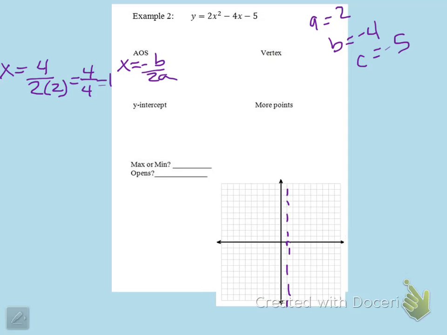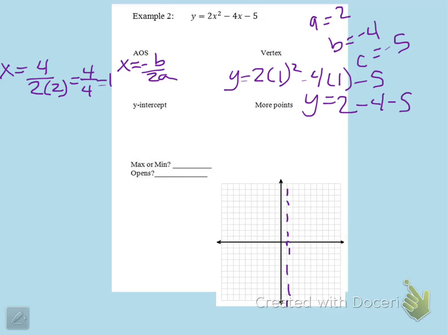Okay, now I have to figure out where my vertex is on that line. So the point that's going to be my max or min, I've got to plug x equals 1 into my equation. So y equals 2 times 1 squared minus 4 times 1 minus 5. So y equals 1 squared is 1, 2 times 1 is 2, negative 4 times 1 is negative 4, minus 5. 2 minus 4 is negative 2, minus 5 is negative 7. So my point, because our vertex is always a point, is going to be 1, negative 7.